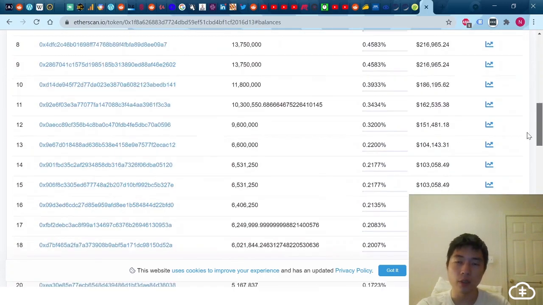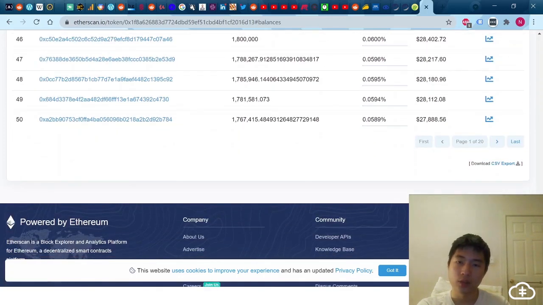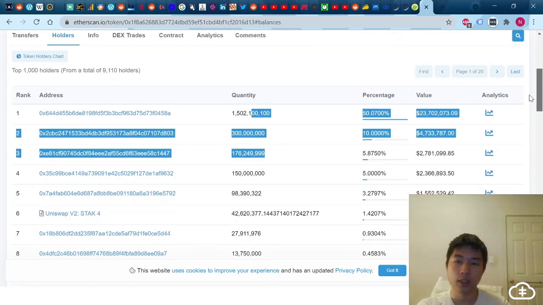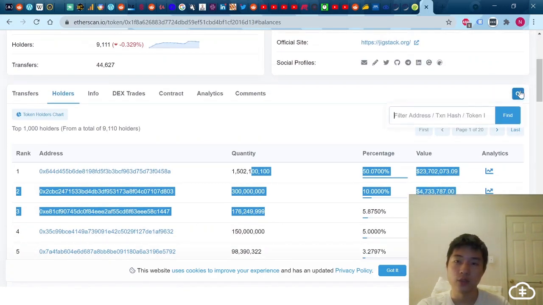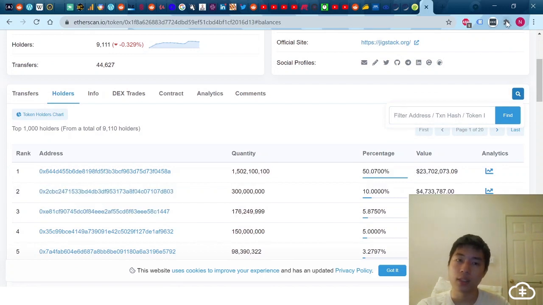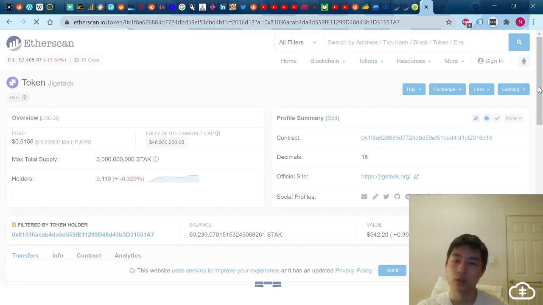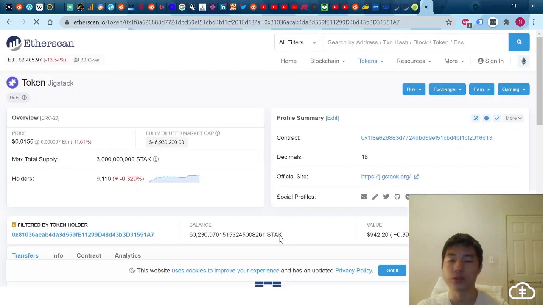And you can actually probably also see my own address here, because I own some of these tokens. So what I can actually do is copy paste my address again. I'm going to go in here and I'm going to filter. So this right here, you can check if a specific address owns the token. Filter by token holder. See right here, I got a small amount of this coin.